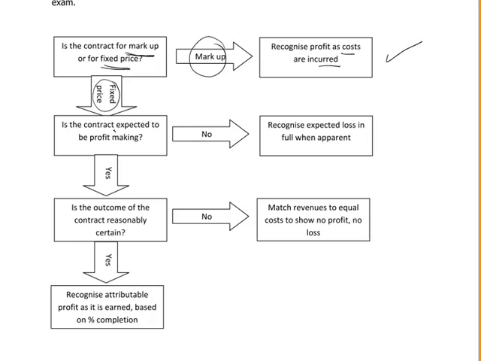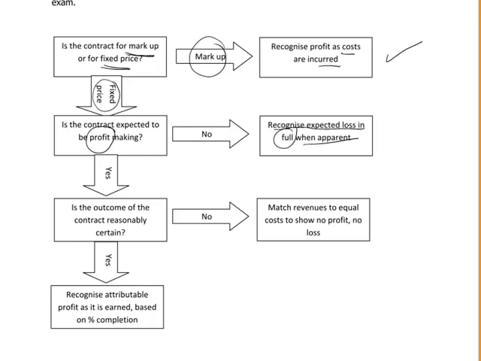Is the contract expected to make a profit? Well, let's say it's no longer expected to make a profit. So what do we do then? If you remember what we said earlier, you have to recognize the expected loss in full when apparent. So what you're going to have to do is to say, okay, I'm taking my total revenues to date less consolidated or aggregated cost to date, and see what sort of profit or loss you are in. And if you're in a loss, you immediately reflect that into your current year statement of comprehensive income.